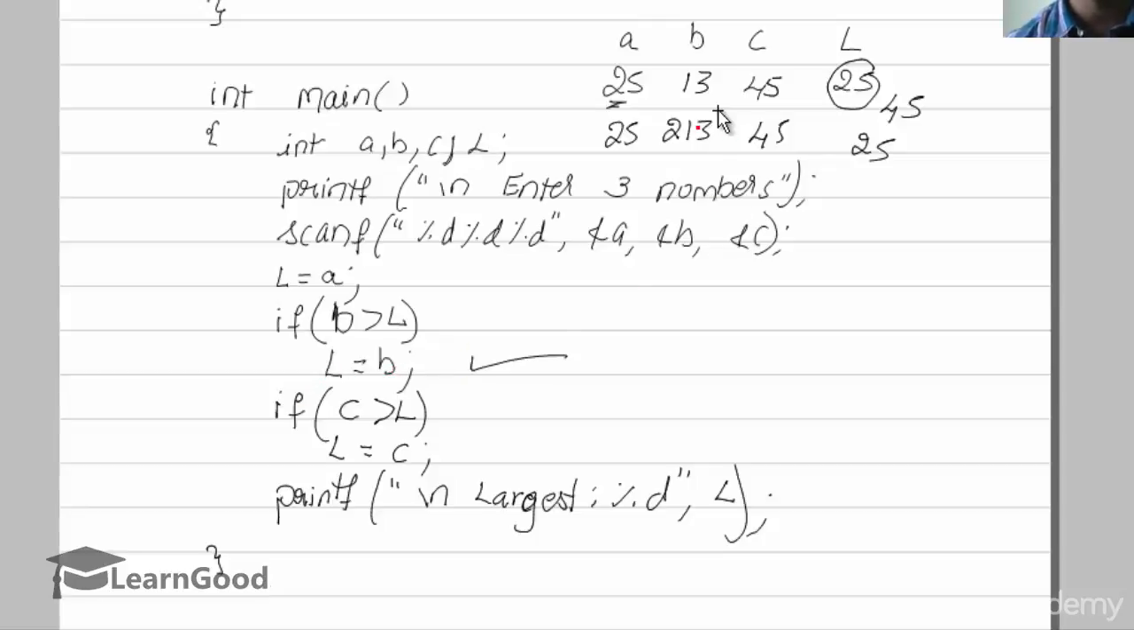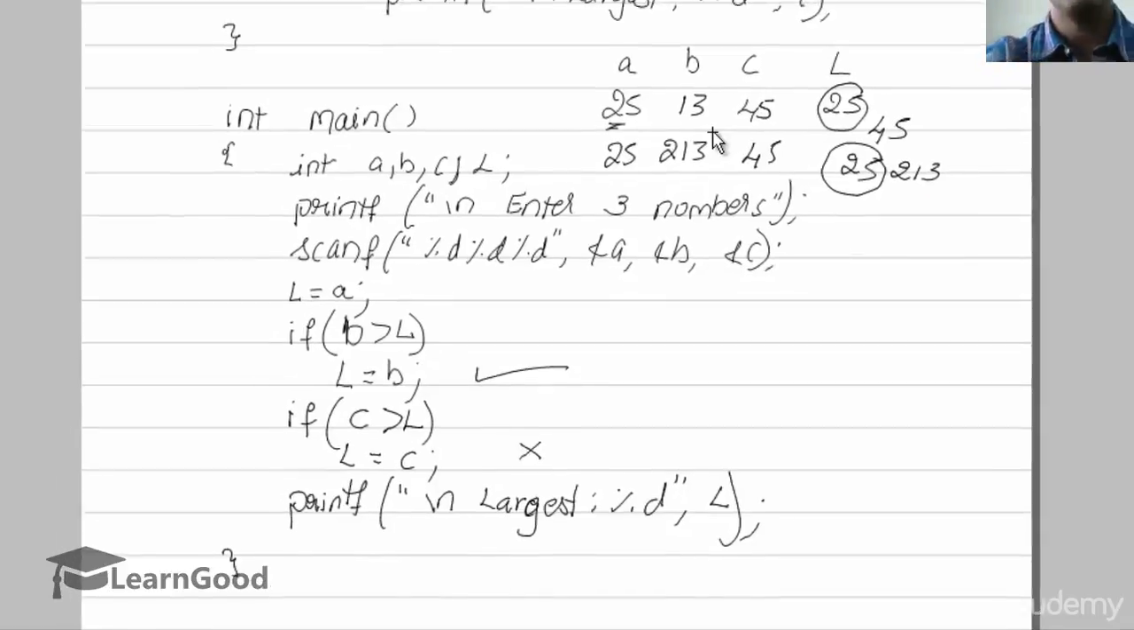So the B value 213 gets overwritten on this L, that means your L value is going to be now 213. And then again it checks in the next line, the C value, 45, is it greater than 213 at present? This condition is false, so it will not execute this, and then come and display our L value, so the L value is nothing but 213. So like this, you can write a single program with different logics.